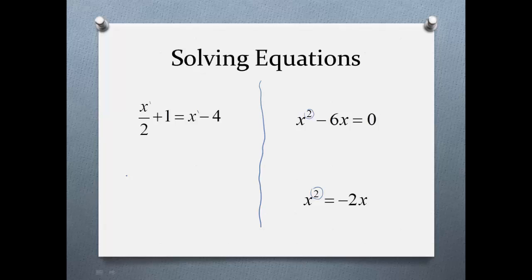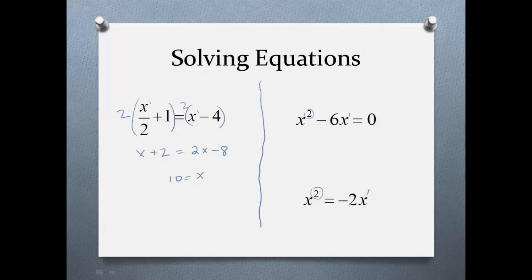So in this case, we would do something like maybe multiply by 2 to clear your fractions. You'd have x plus 2 equals 2x minus 8. And then you can move your variables to one side and you'll get x equals 10 here. But when you have an x squared as well as an x to the first, things get a little more complicated and we need another type of technique than just isolating the variable. And it's going to turn out that our factors are going to come in handy here.